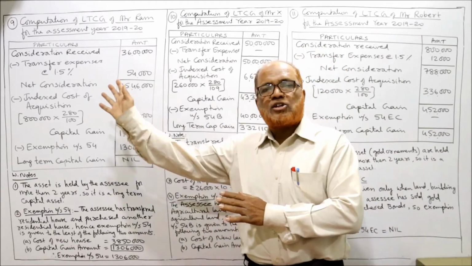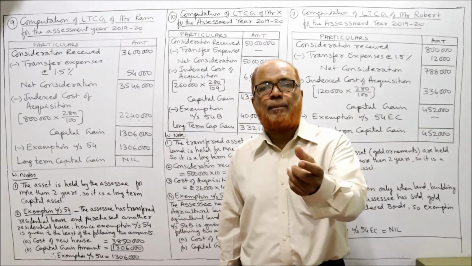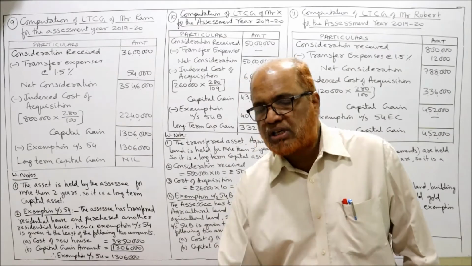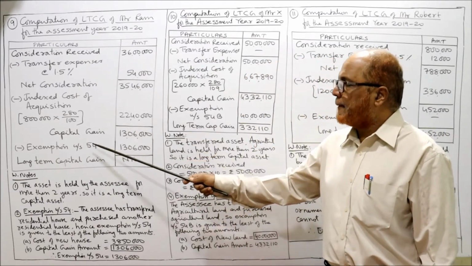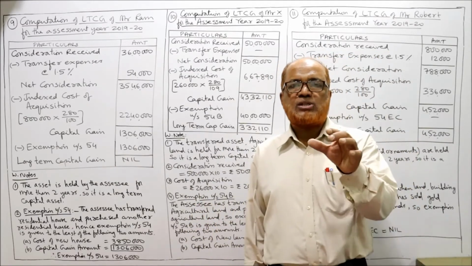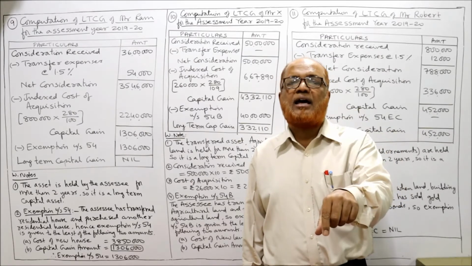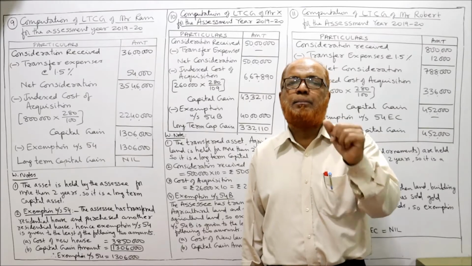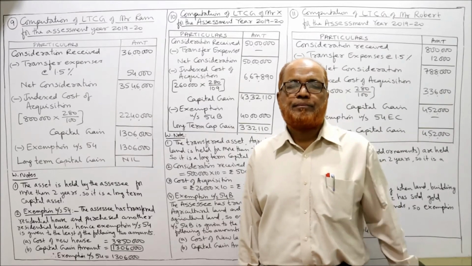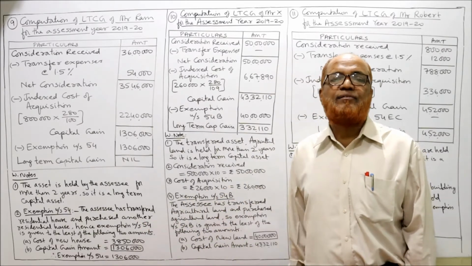See, compare the previous problem and this problem. In the previous problem, the SSC sold a residential house and purchased another residential house within the stipulated period, so exemption was given under section 54. Now in this problem, the SSC sold one agricultural land and purchased another agricultural land within the stipulated period. Then exemption will be given under section 54B. So residential house, 54; agricultural land, 54B.